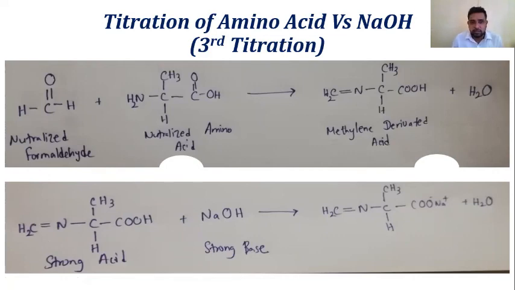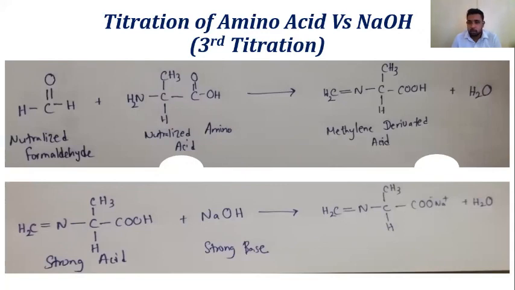So do you have any questions regarding this? So that's what happened in the Sorenson's Formol titration. This method was invented in the early 19th century, which means more than 100 years ago, and still the principle can be used to determine amino acid concentration in a solution. It was invented by Sorenson, so that's why we call it Sorenson's Formol titration.